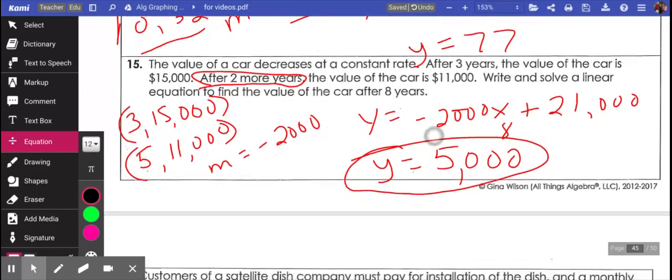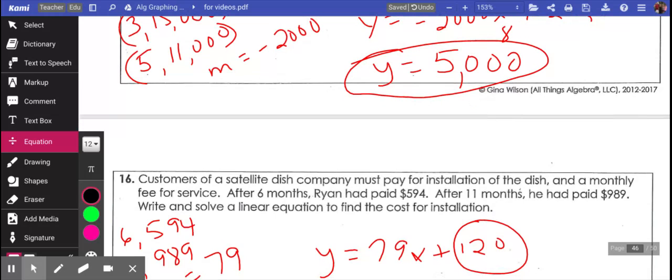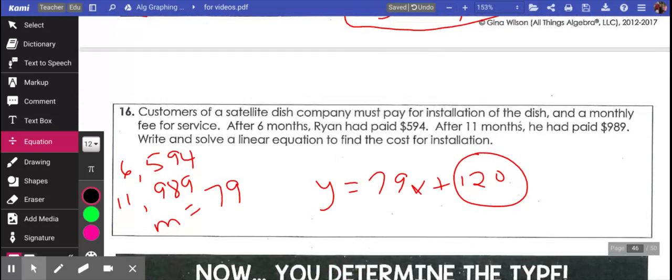Okay, the last one, number 16, you have your 2 ordered pairs, which gives you a slope of 79. And then when you find the y-intercept, that is your installation fee.